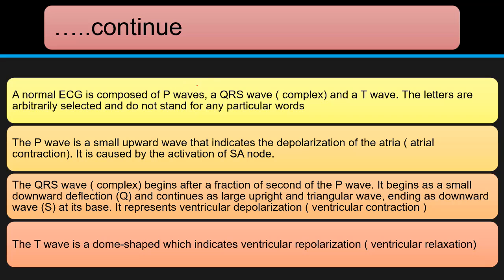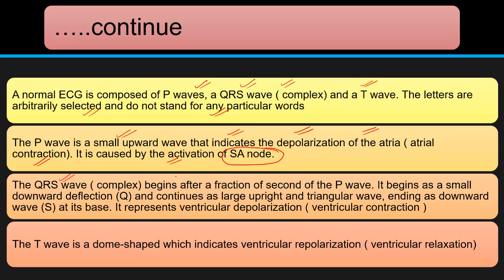A normal ECG is composed of the P wave, the QRS wave or QRS complex, and the T wave. The letters are arbitrarily selected and do not stand for any particular words. The P wave is a small upward wave that indicates the depolarization of the atria, or atrial contraction. It is caused by the activation of the SA node.